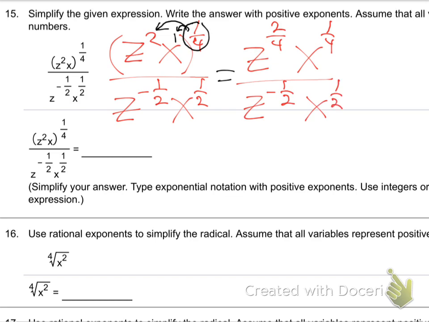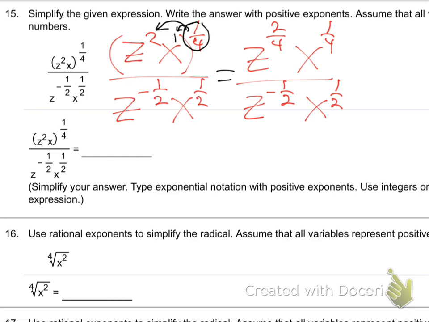Are we good so far? And the parentheses are gone. That's always what happens when you have powers outside parentheses. Powers outside parentheses multiply powers inside. Does everybody see what happened? That 1/4 multiplied the 2. Why did the 2 go to the top? It's 2 over 1. Any whole number 2 is 2 over 1. Is everybody good so far?